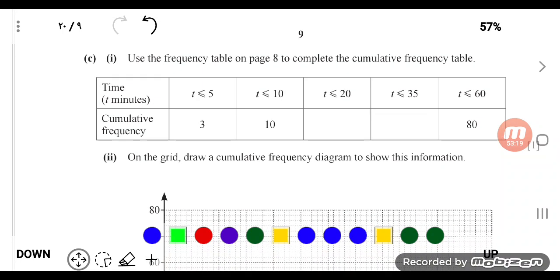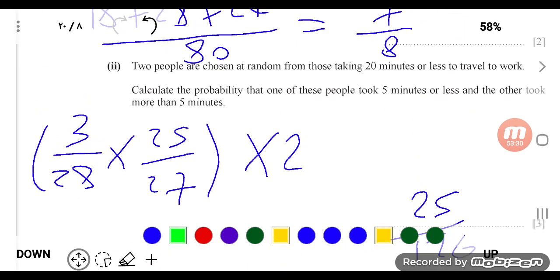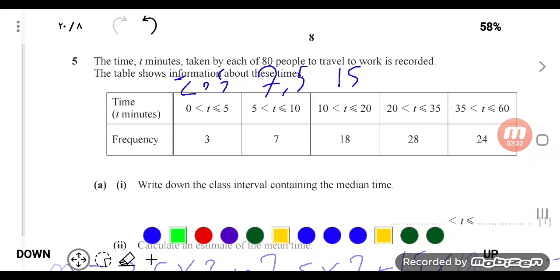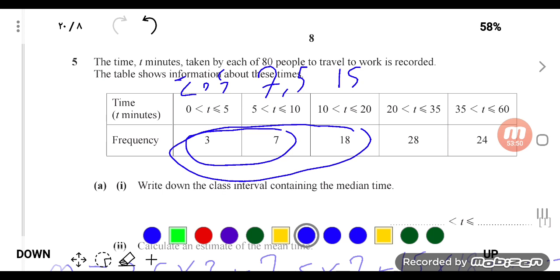Use the frequency table on page 8 to complete the cumulative frequency table. Okay, to complete the cumulative frequency table, you look at the original frequency table here. Less than 5, you have 3. Less than 10, you add 3 plus 7, you get 10. Less than 20, you add 3 plus 7 plus 18. Less than 35, you add 3 plus 7 plus 18 plus 28, and so on.